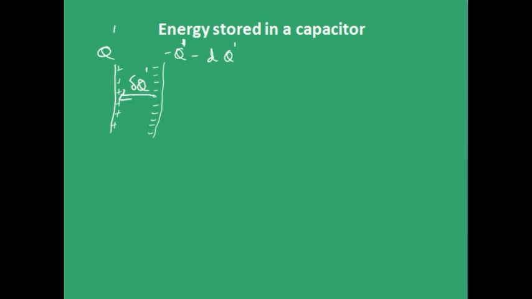What is the work done to move the small charge only? That will be potential difference into the charge, right? But the potential difference is varying here continuously because the charge is varying. At this instant, the potential difference is say V dash, and the charge, as you know, is dq dash. This is the work that needs to be done for moving this small charge element.